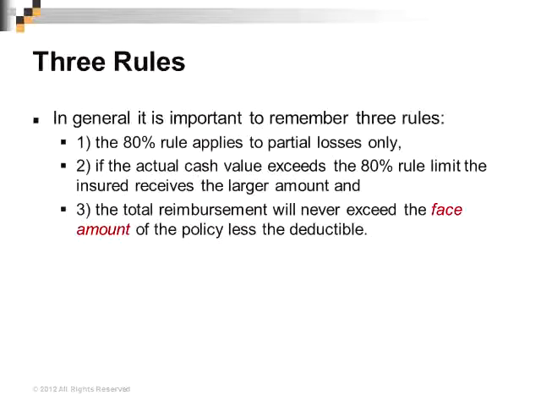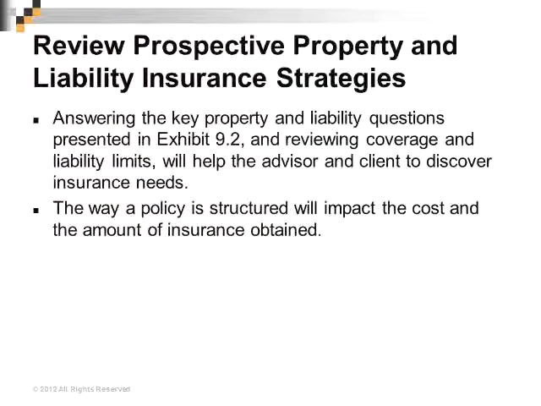There's 3 rules that they're giving you. The 80% rule applies to partial losses, because if you're at 80% and you have a total loss, they're going to pay for the total loss. And the total reimbursement will never exceed the face amount of the policy. That's what I said. If you're underinsured, they're only going to pay up to the maximum.